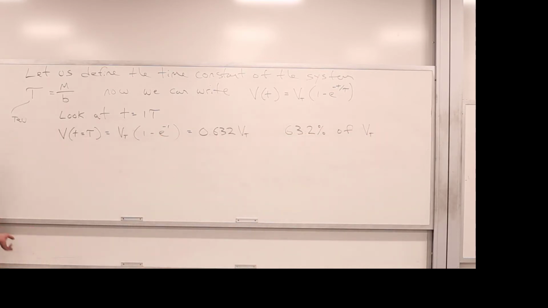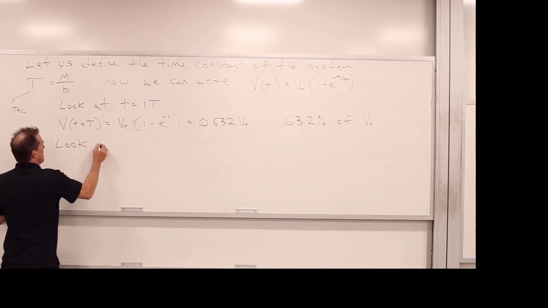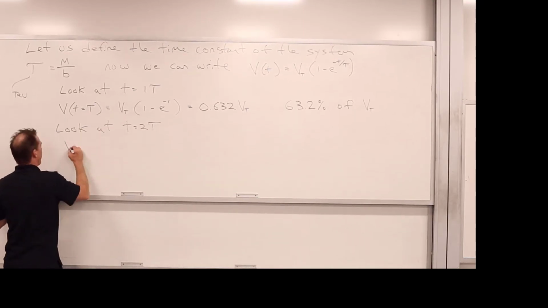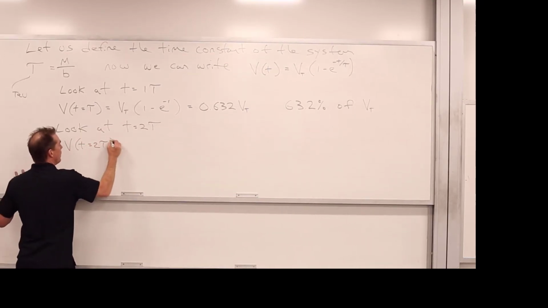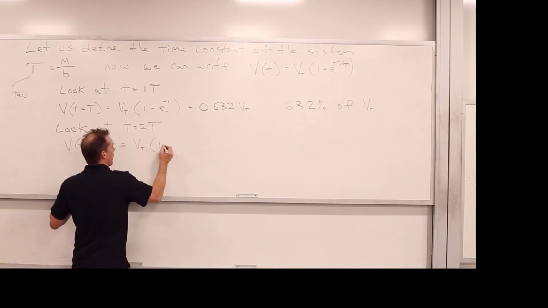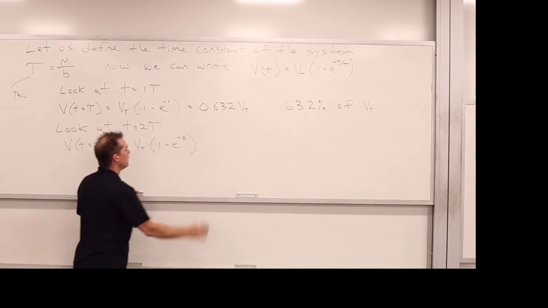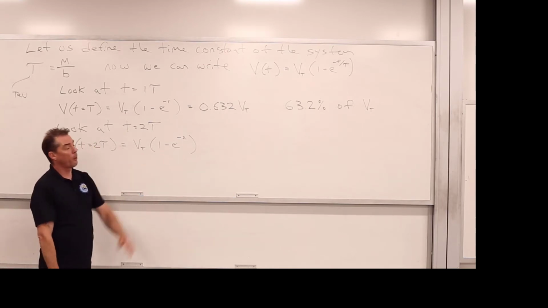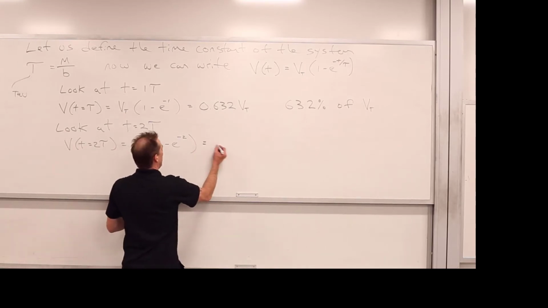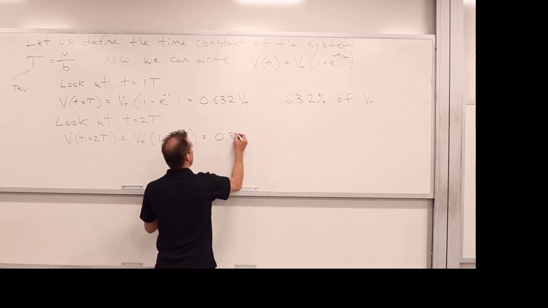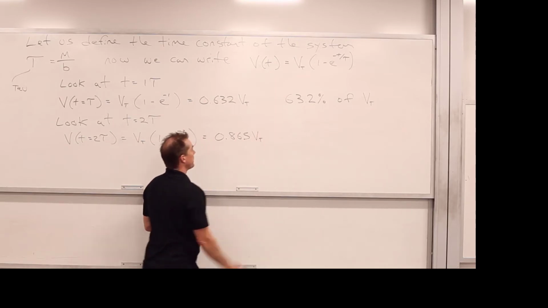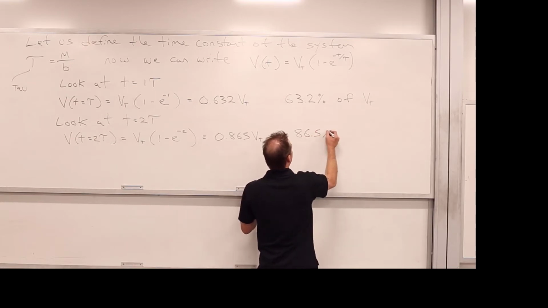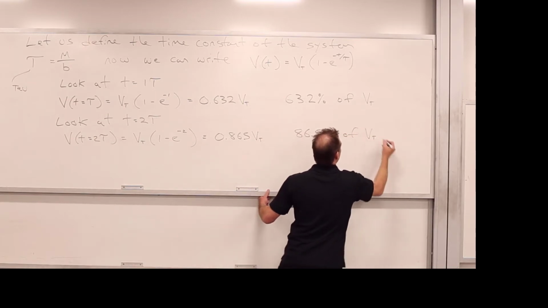Well, we can look at two time constants. We're going to have that v of t is equal to 2 tau is then equal to v sub t times 1 minus e to the negative 2. This again, that's just a number. This ends up being 0.865, and we get ourselves 0.865 v sub t, which says after two time constants, we're at 86.5% of v sub t.